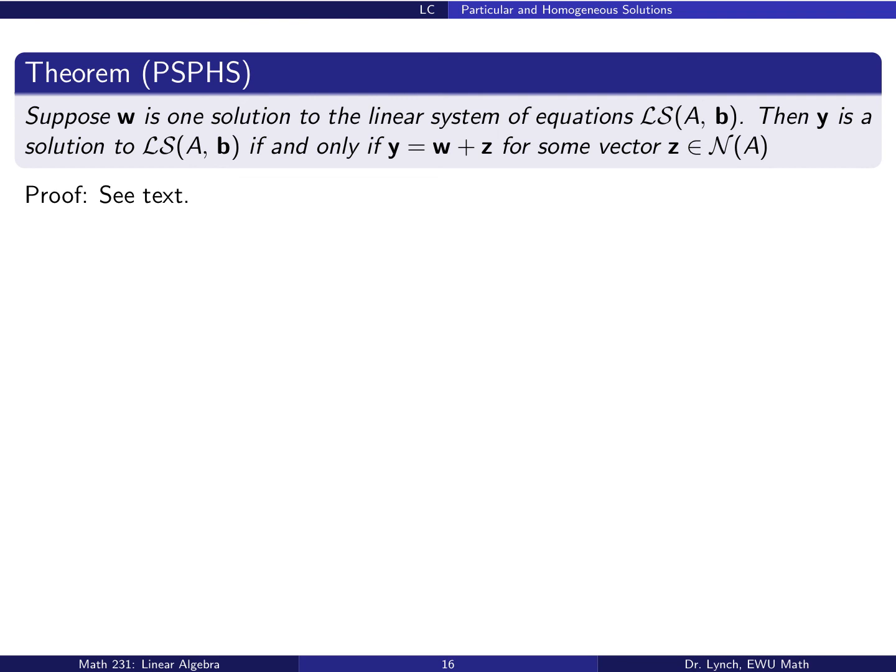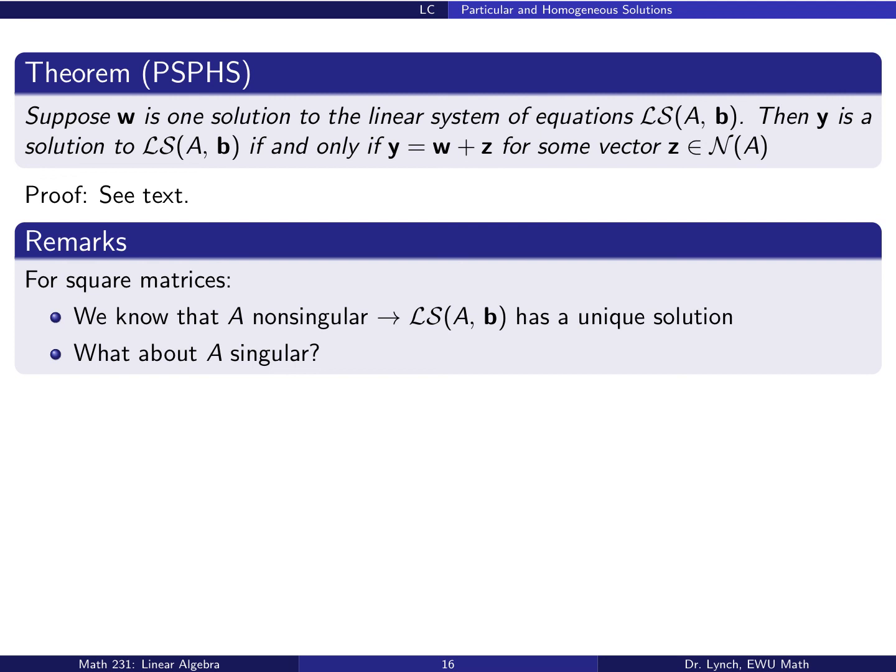Okay, so I'll pose a question here that will lead us to a discussion in our next section. And that question is, what about square matrices? We know that in the case when A is non-singular, the linear system has a unique solution. Okay, well, when A is singular, things are a little bit different, right? And there's a null space, so we'll see then for square matrices how to summarize this theorem about particular and homogeneous solutions.